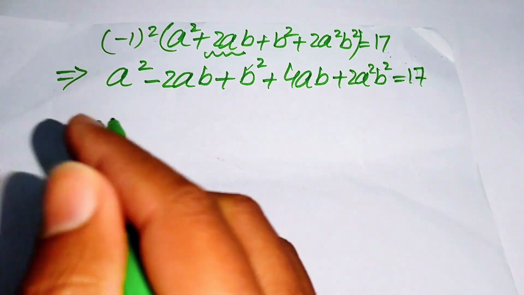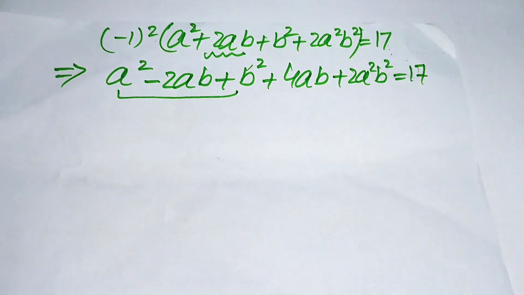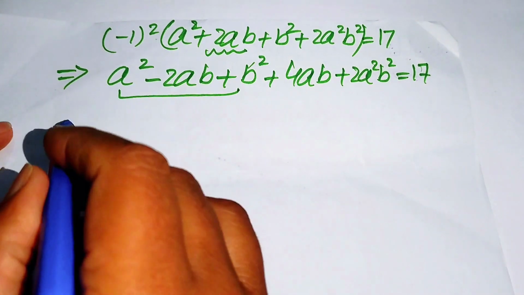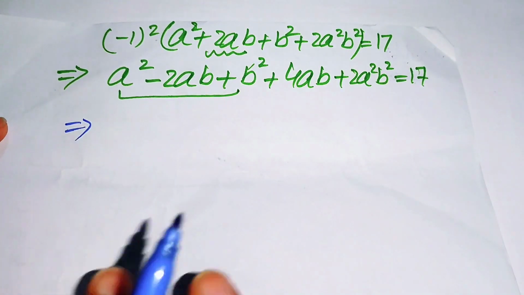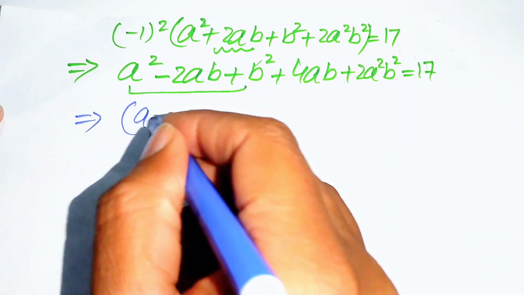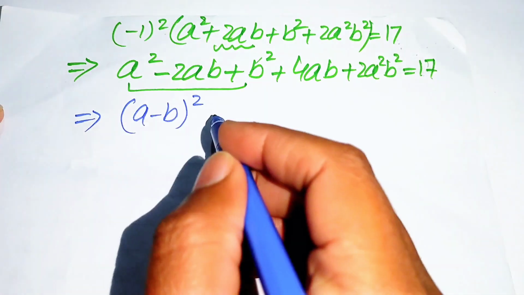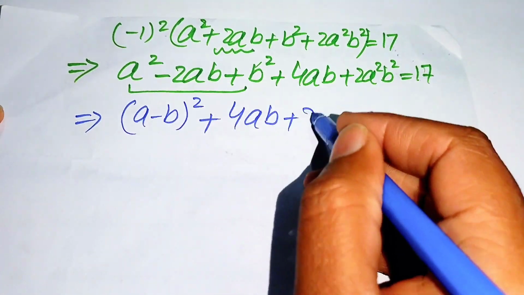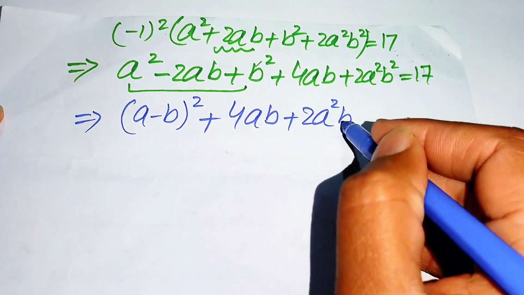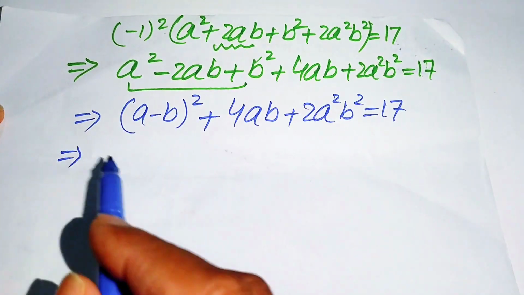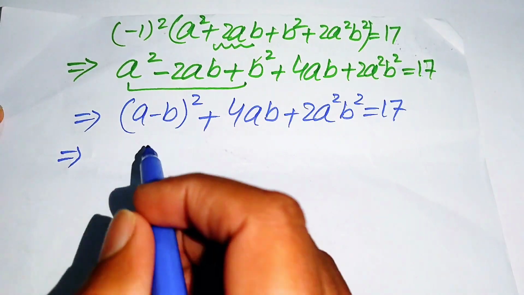And in the next step you focus on this term and you see that it becomes the complete square of a minus b. So we again write this equation as (a minus b) whole square plus 4 times ab plus 2 times a square b square equals 17. So here we put the value of (a minus b) whole square.